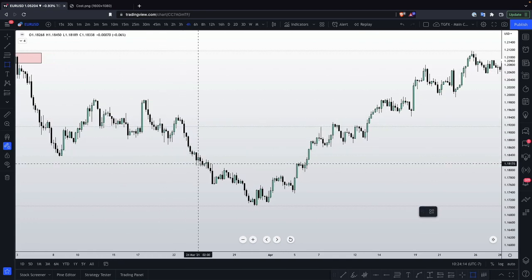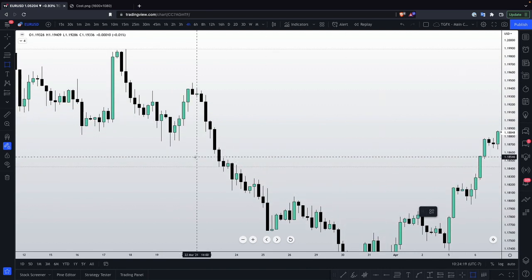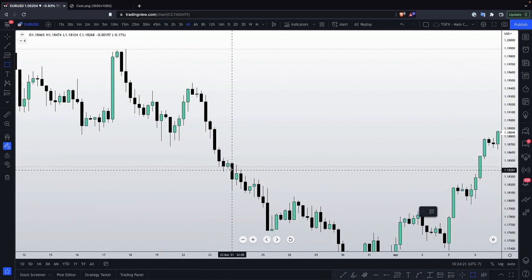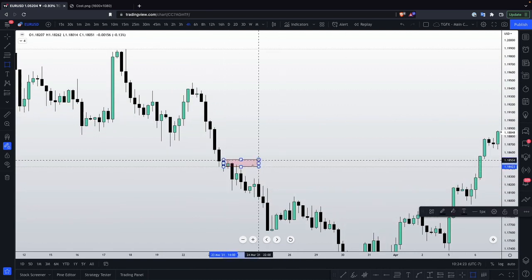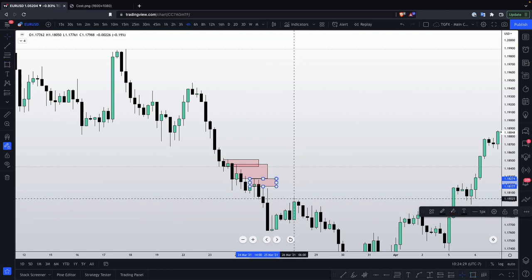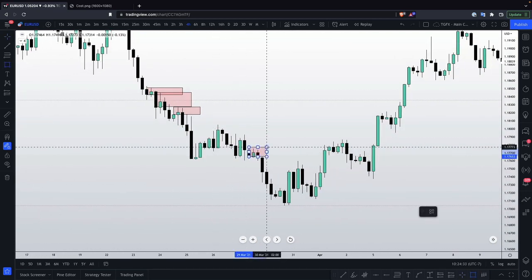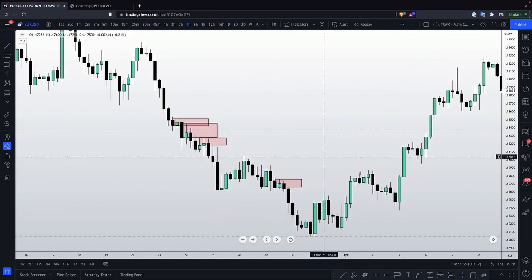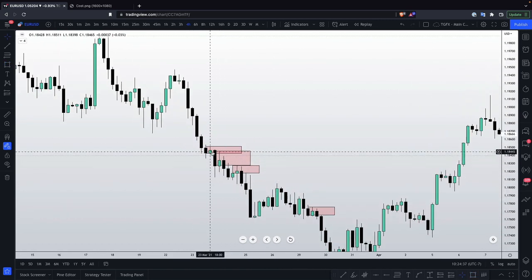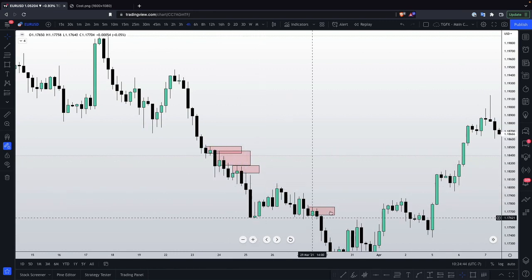Now over here, we can see if we zoom in a bit, we have a ton of continuation order blocks. So we have a bearish pattern here, bearish pattern here, bearish engulfing or bearish order block pattern there, bearish here. All right, so there's tons of different order blocks building. And once again, what you see is that price trades right back into the base of these candlestick patterns and then gives you that rejection.